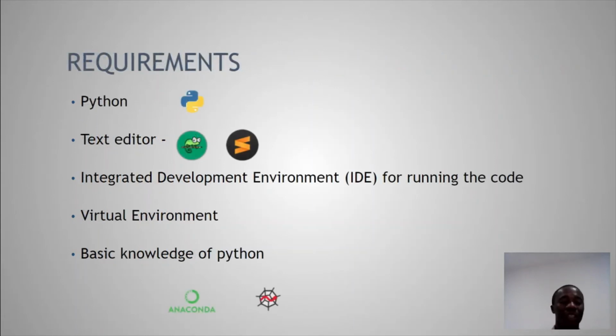And some of the things that you will need in order to follow the lessons include to have Python installed, to have a text editor. So for instance, you can use Notepad++, or you can use Sublime Text Editor, and you should have an IDE for running your code, and then you should also create a virtual environment, and then of course you should have a basic knowledge of Python. However, in these lessons, I'll be using mostly Anaconda and then the Spyder editor for creating the scripts, and then also for running the code.